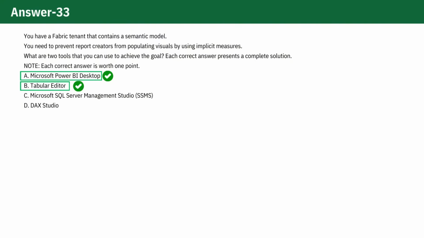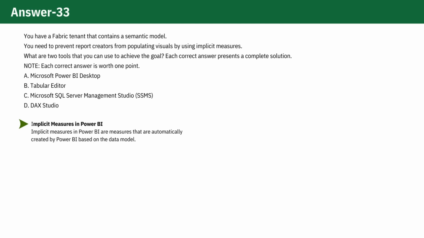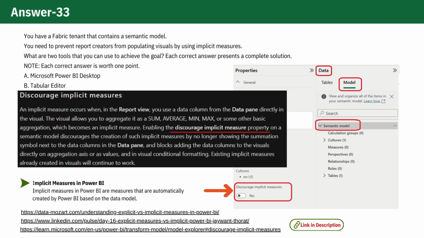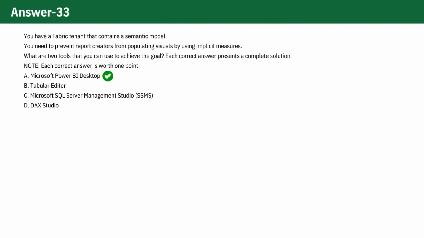The correct options are A and B. Option A. Microsoft Power BI Desktop. Power BI Desktop allows you to set properties within the data model to discourage or disable implicit measures. This feature prevents automatic summation or other aggregations when fields are dragged into visuals, ensuring that only explicitly defined measures are used in reports. Therefore, this is the correct answer option. B. Tabular Editor.